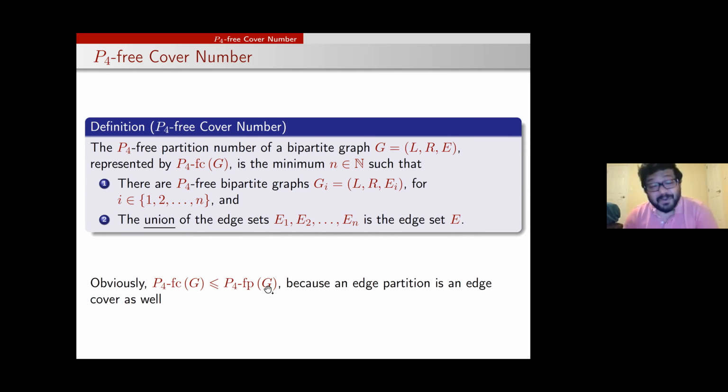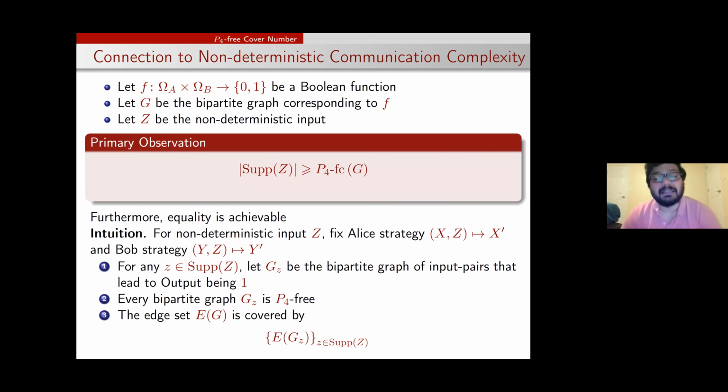A good question at this point is, what is the gap between these two numbers? And the answer is, we do not know. So this will be an open problem. If we look at the non-deterministic communication complexity relative to the EQ oracle problem, remember I highlighted in that problem that there might be more than one non-deterministic input that can lead to an accepting path. So that's why this problem is not a partition problem, but a cover problem. And what we can prove is that the size of the support of the non-deterministic input has to be at least as large as the covering number for the graph corresponding to the function f. I'm not going to go into the detail of this, but any questions at this point, I can answer that.